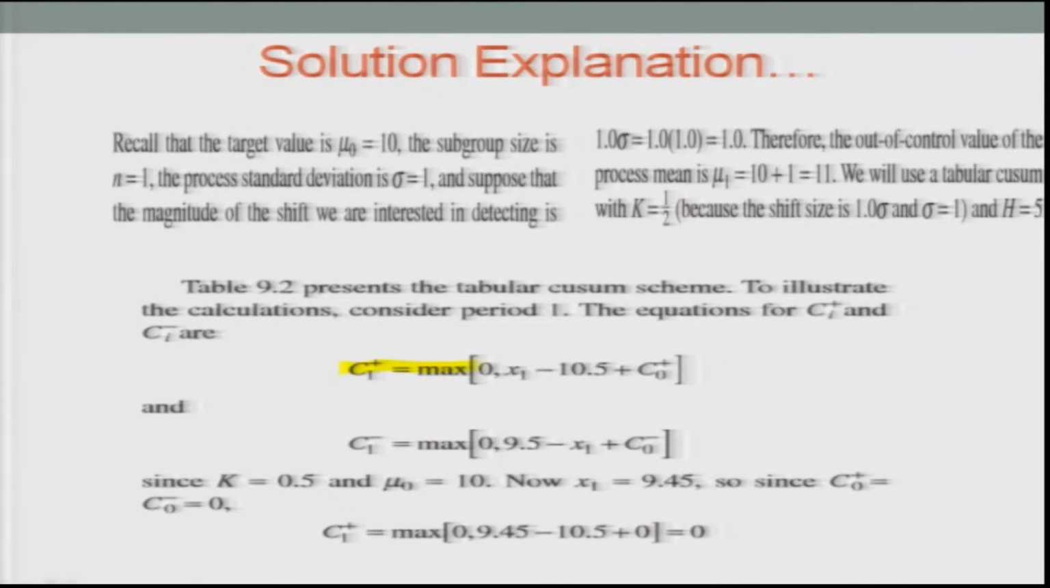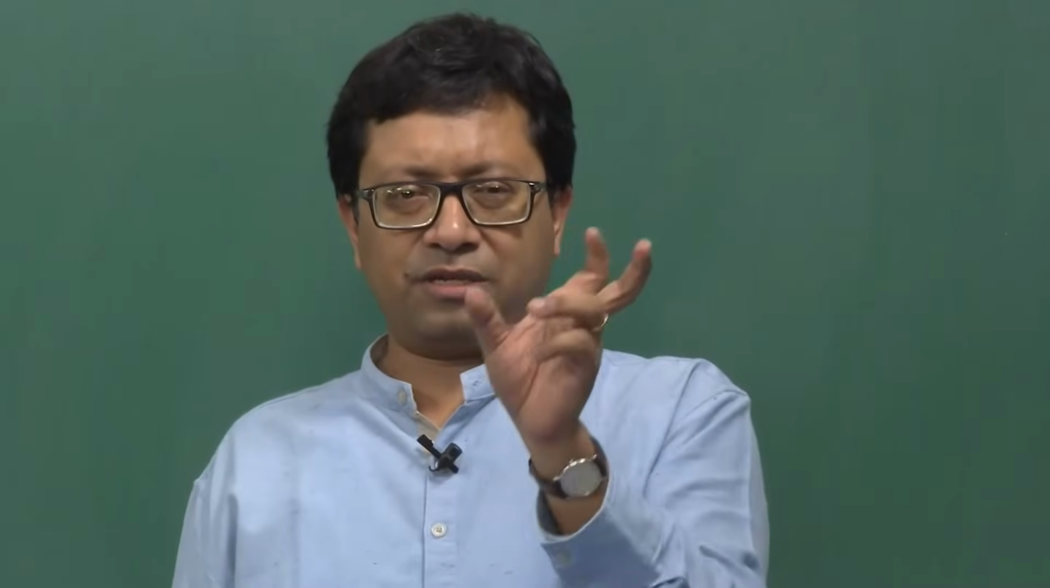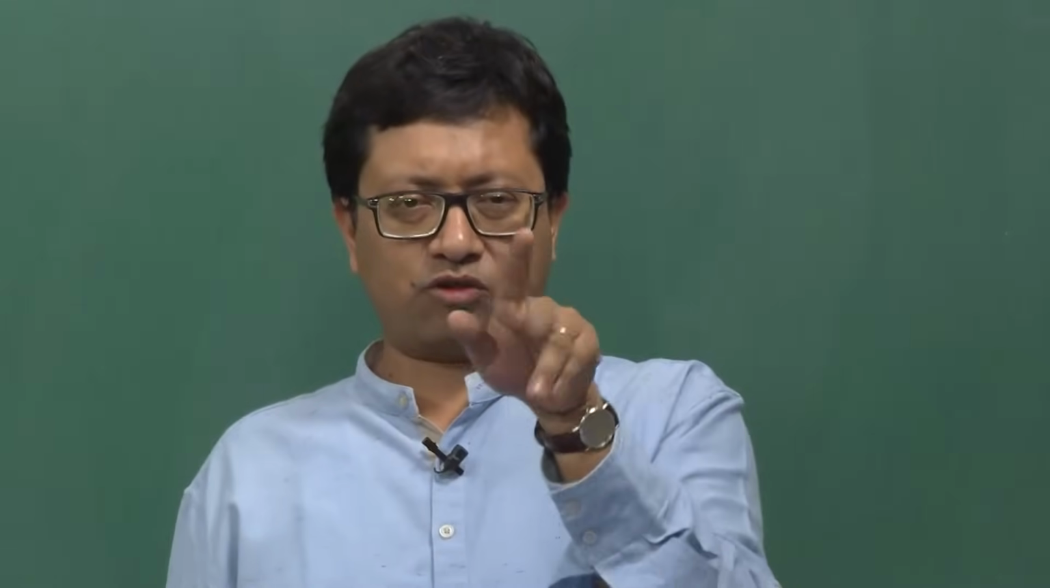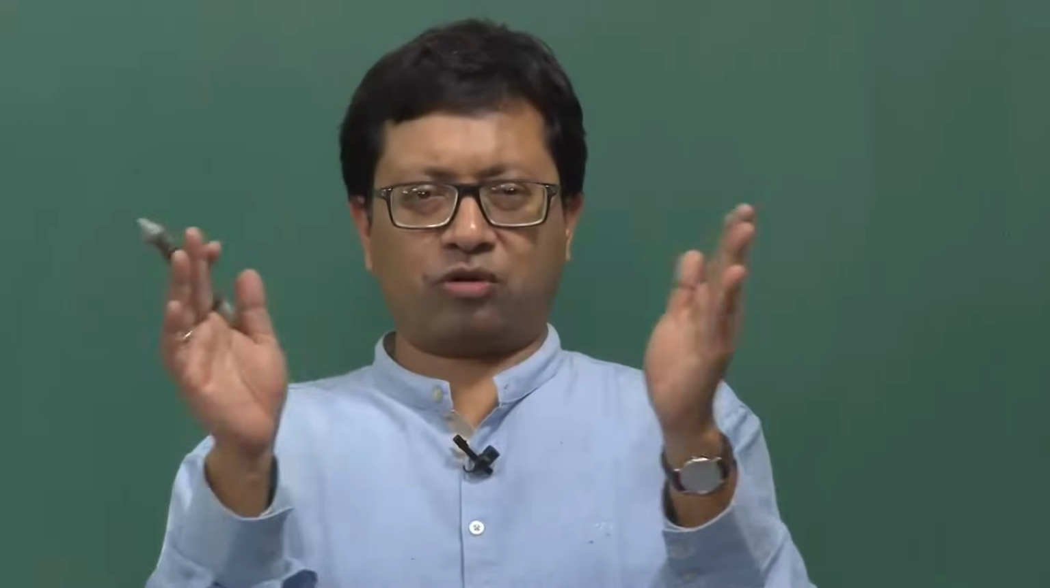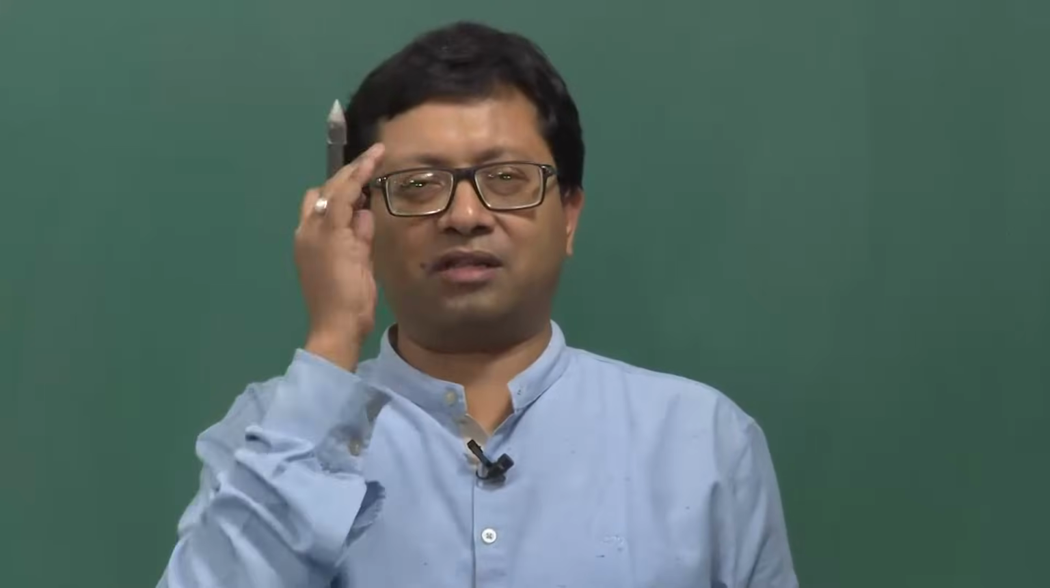So, this would be the value of C1 plus, this would be the value of C1 minus, and the k value is 0.5, because you remember we took the magnitude of shift to be 1. So, 1 into sigma, which is 1, is basically 1 only. So, 1 has to be the total detection on both the left hand side and the right hand side, which would be 1 divided by 2. Hence k is 0.5.